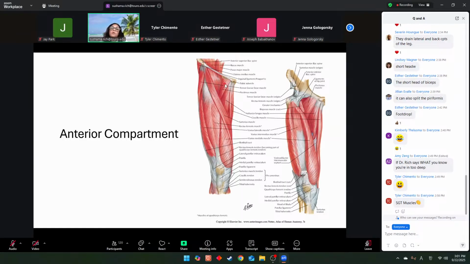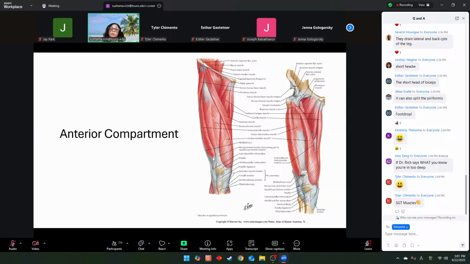The other one that forms the floor of the femoral triangle is going to be this muscle here called pectineus. We like this muscle because we ask about this muscle often, because it has two innervations. It can get innervated by femoral nerve and or obturator nerve. Okay, so these are all the anterior group of muscles.